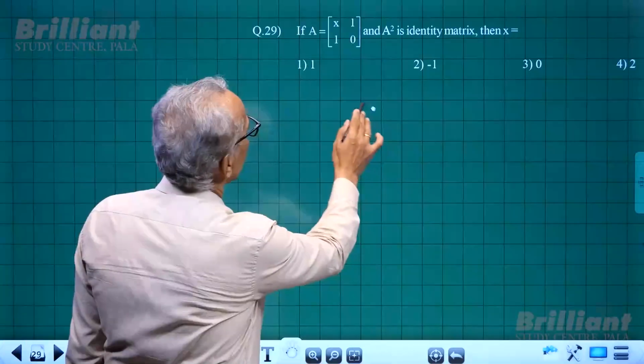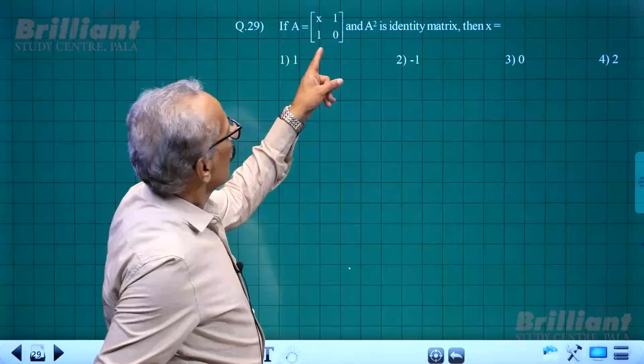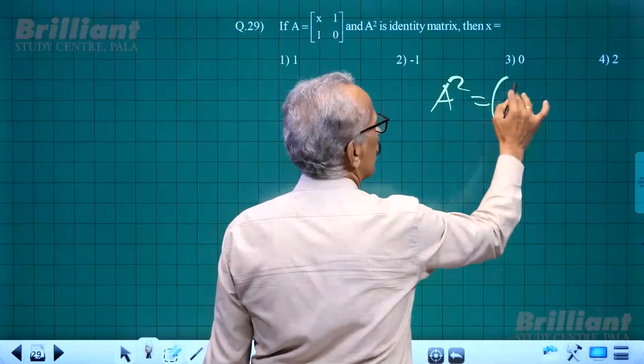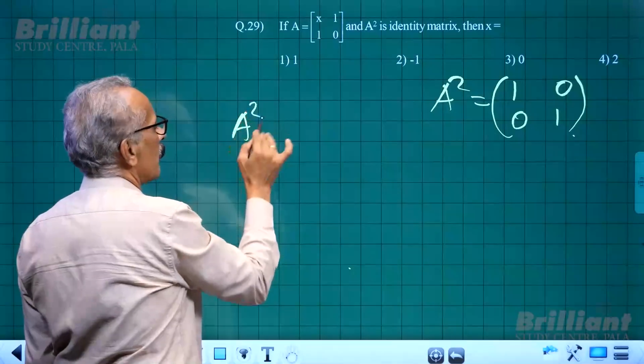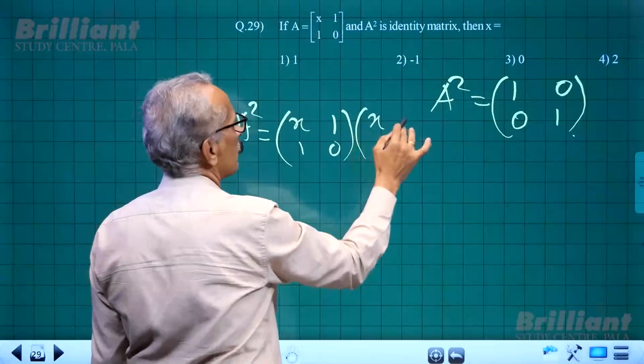On to the next. Ready? Read the question. A is a matrix, and A square is an identity matrix. So what will your A square be? Your A square should be 1, 0, 0, 1. So your A square means matrix [x, 1, 0] times matrix [x, 1, 0].